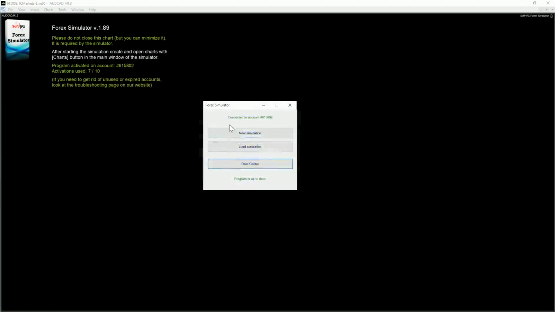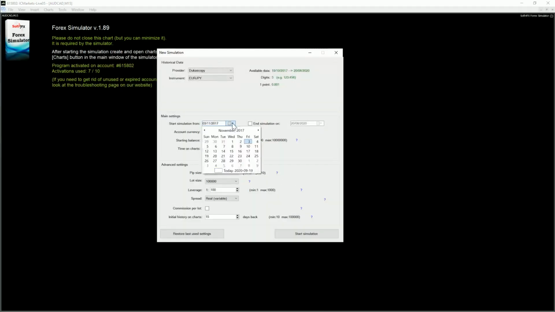Once it's updated, we're going to go to new simulation. We're going to choose our pair, which is going to be GBPJPY, and go towards the 10th of March. Currency is going to be in pounds. Starting balance, let's do my second deposit, which was 3,500. So we're going to start with 3,500.